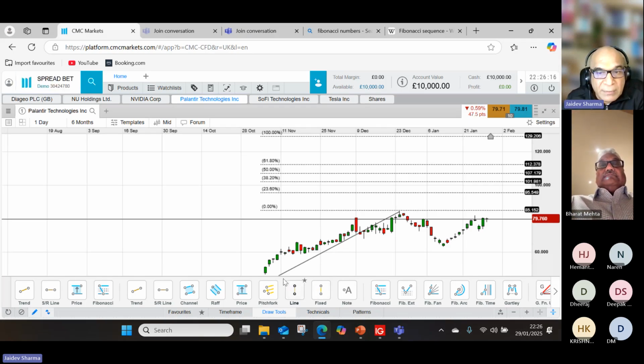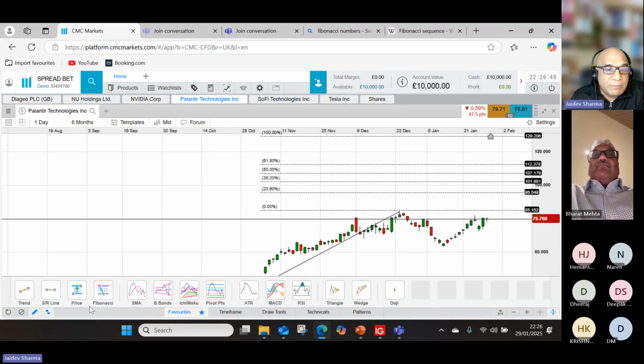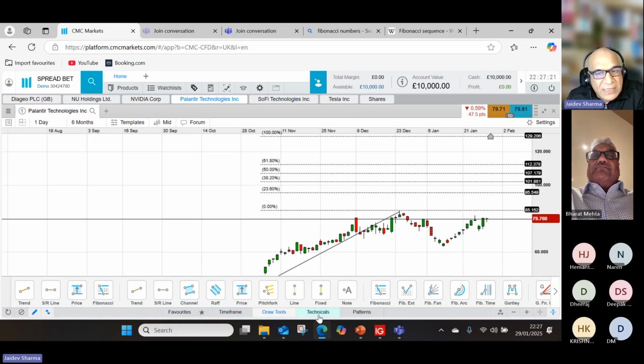So if you look at CMC alone, the amount of tools it provides is just amazing. There are quite a few things which people calculate and plot on charts, and they tend to work. This relative strength index, for example, is a good indicator of when a share is either oversold or overbought. But that's for another day. Most of the platforms provide these tools.